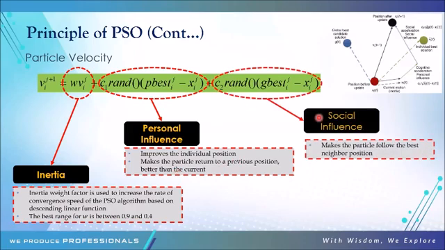This one we call the social influence of the PSO parameter, to make the particle follow the best neighbor position. We have a group of birds, for example. Of course, we have the leader, the best one, and they try to follow the best one, according to this equation.